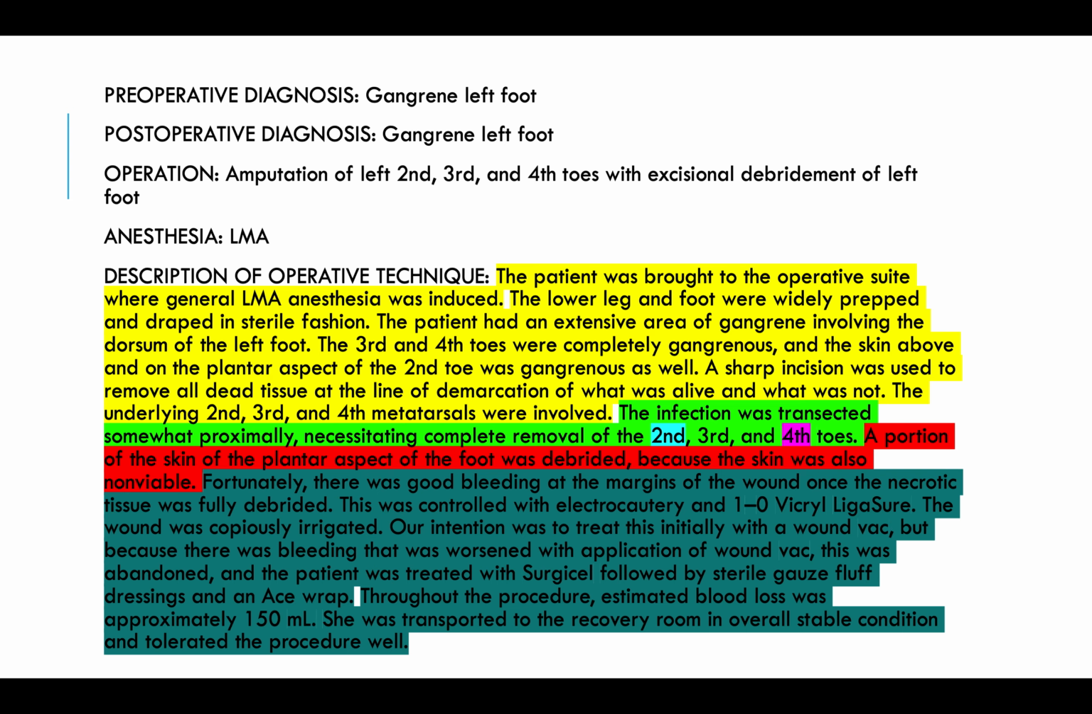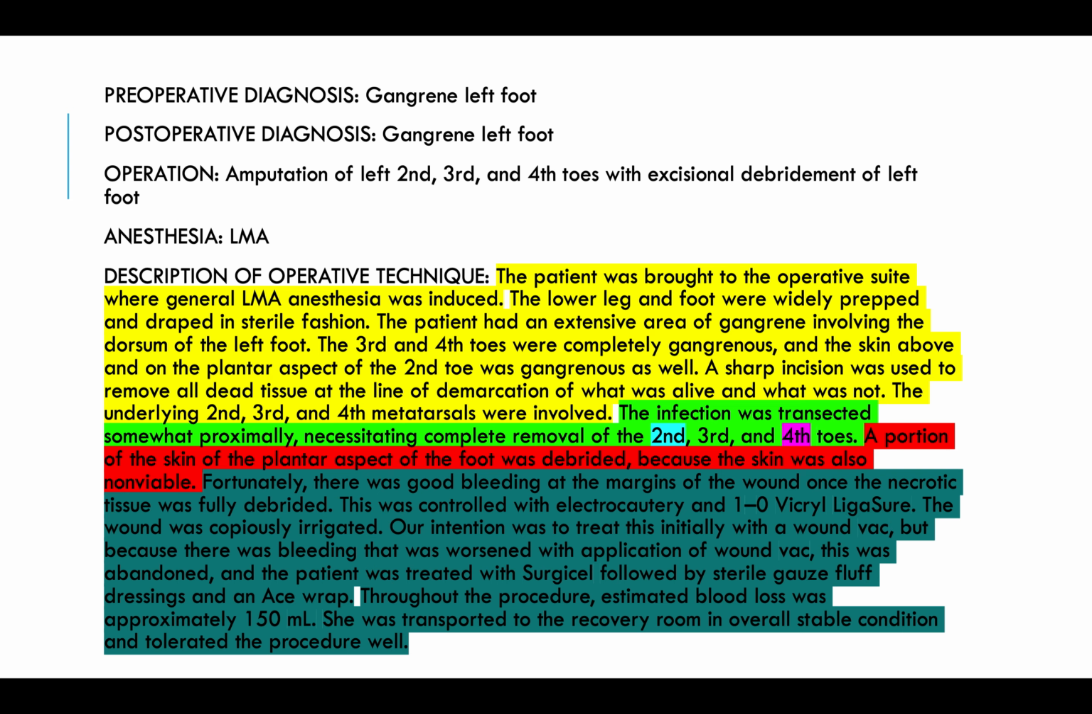The next statement: the infection was transected somewhat proximally, necessitating the complete removal of the second, third, and fourth toes. All of a sudden, I have a procedure because the infection was transected. That means they were removed out of the area. And I have 3 toes. Now in PCS, I can have multiple procedures because I have multiple body parts. So I have 3 separate body parts, so I have 3 separate codes already.